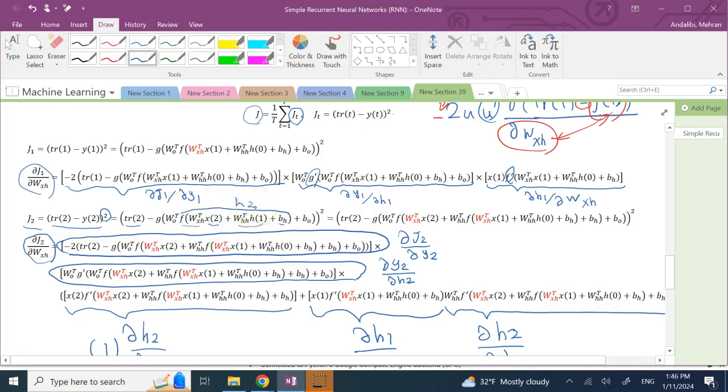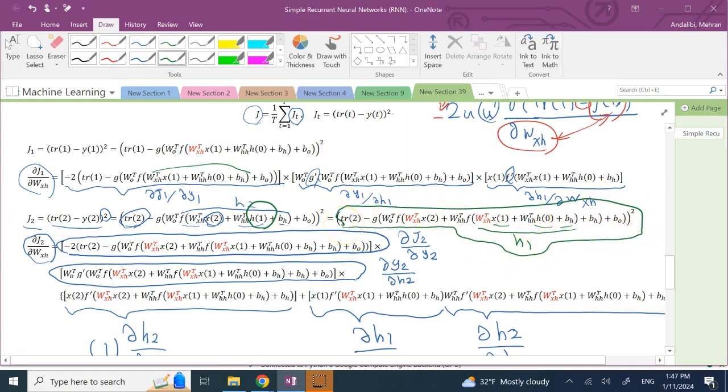Good. Now, let's plug in what we know. What's the problem here? This x2 is a given value. This target 2 is also a given value. The problem here is this guy, h of 1. This h of 1 is not a constant. It depends, as we just saw up here, on x of 1, h of 0, and bh. So this is your h of 1. Now if you expand it, your J2 will be this.